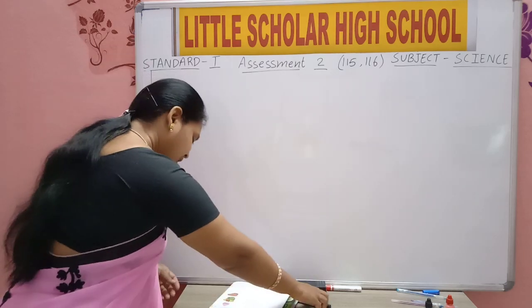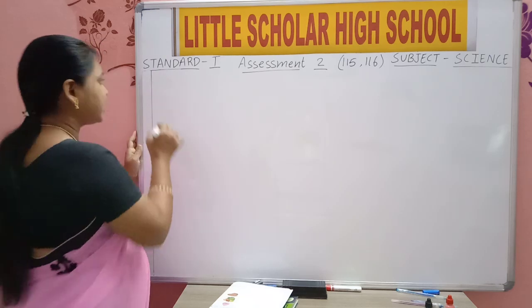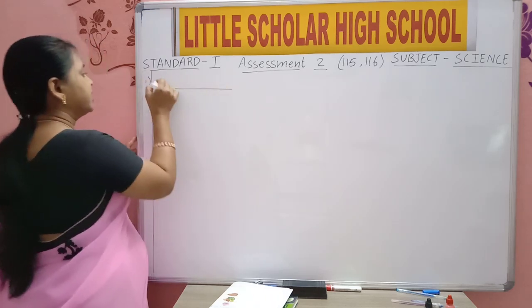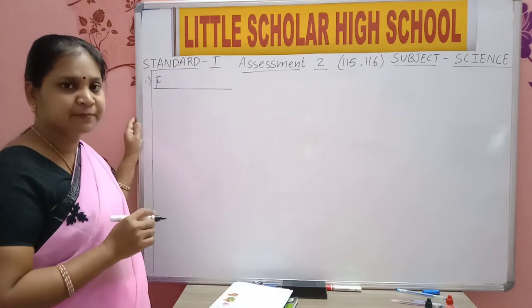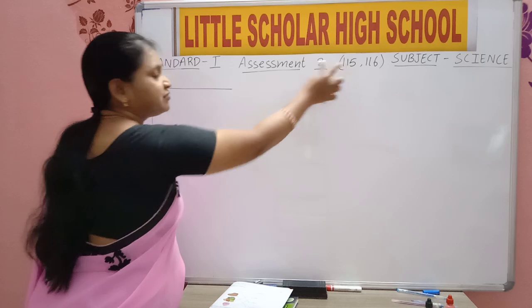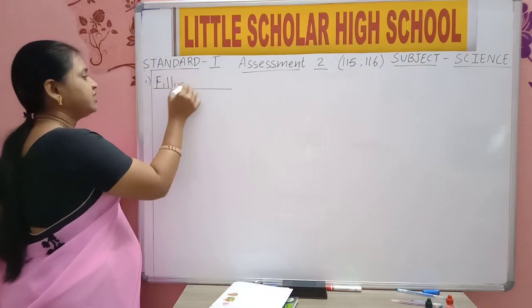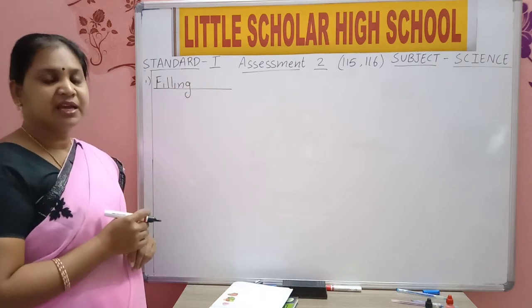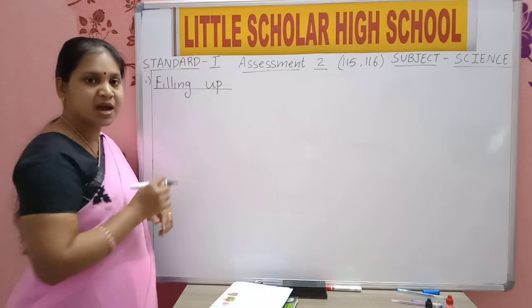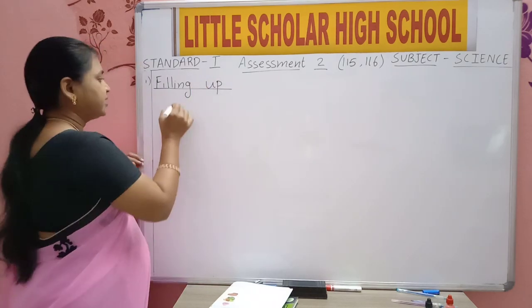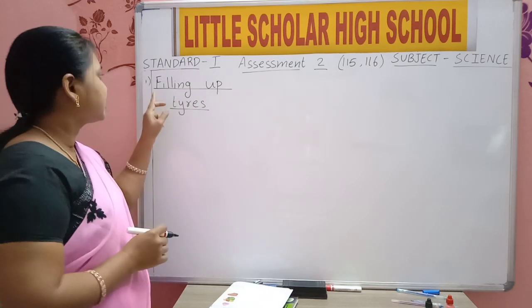First one, filling up tires. What is this person doing in the first one? He is filling up air. Write in your textbook along with me. Start writing, page number 115. F-I-L-L-I-N-G, filling. U-P, up. T-Y-R-E-S, tires.